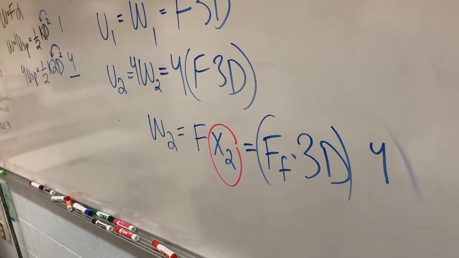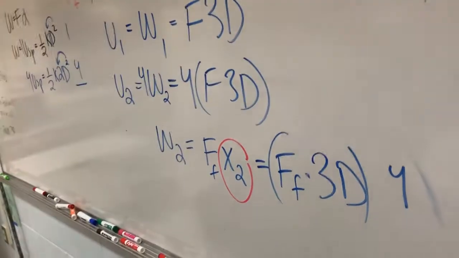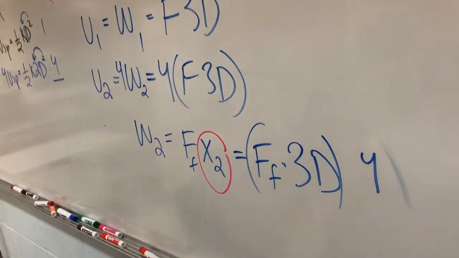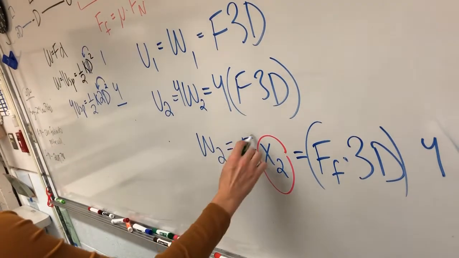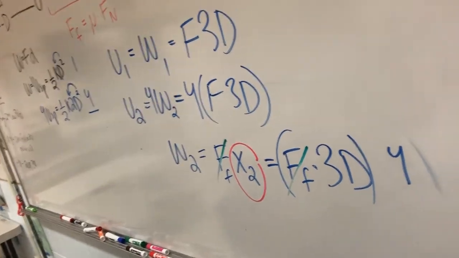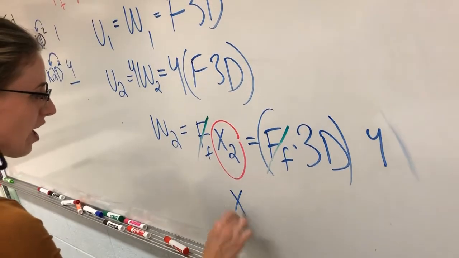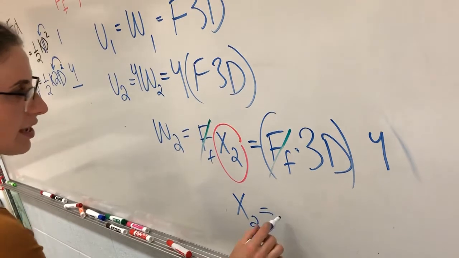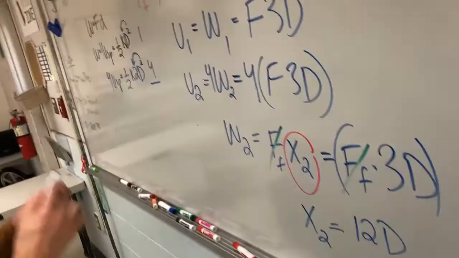So we want to solve for x2. You should have a force of friction right there. The force of friction is going to be the same, so we can get rid of those. And we're left with, may we have a drum roll, please? The distance the second time is going to be 3 times 4, 12D.